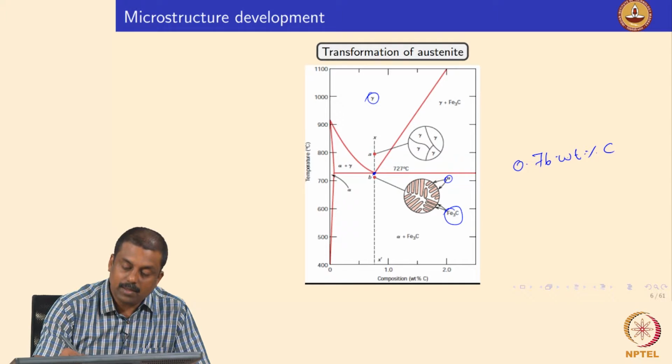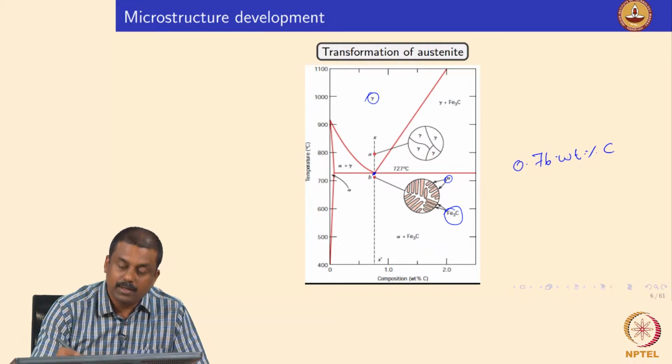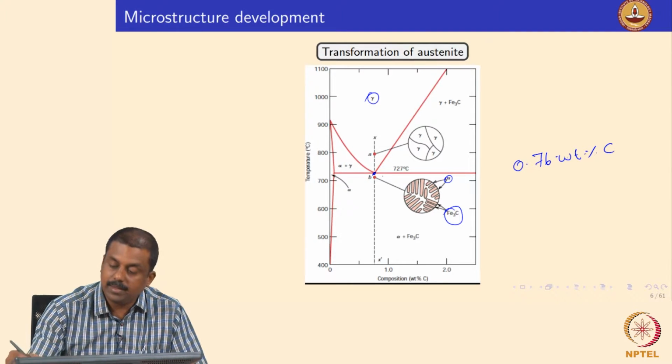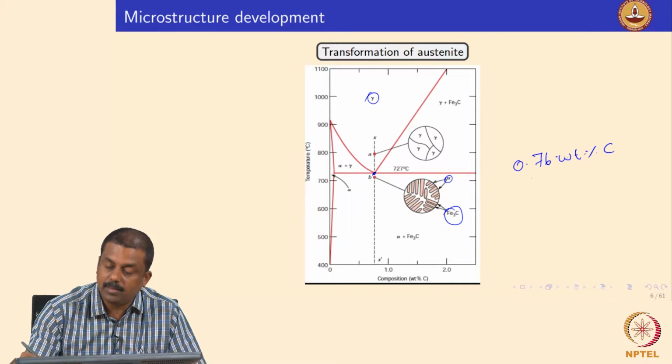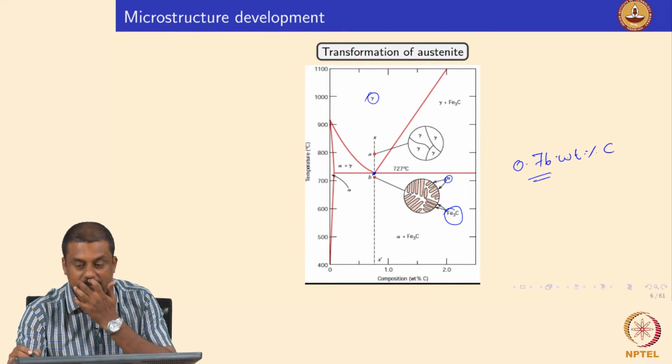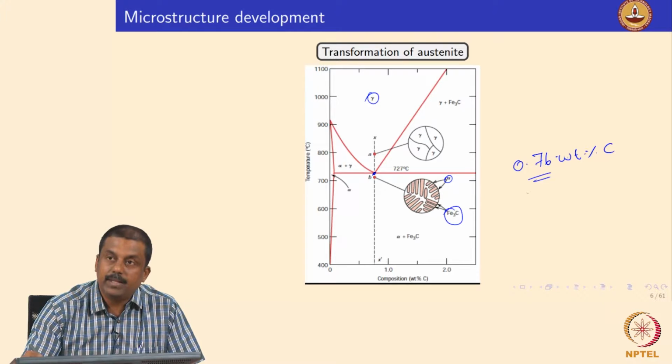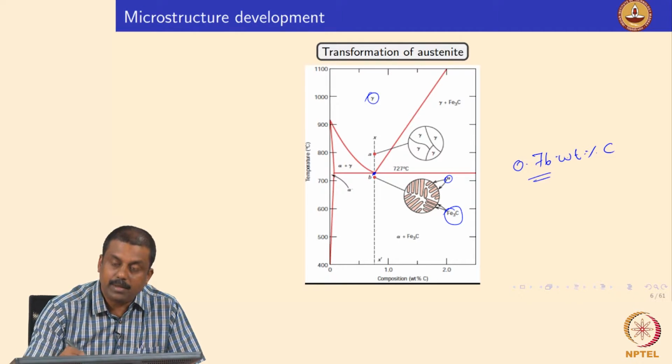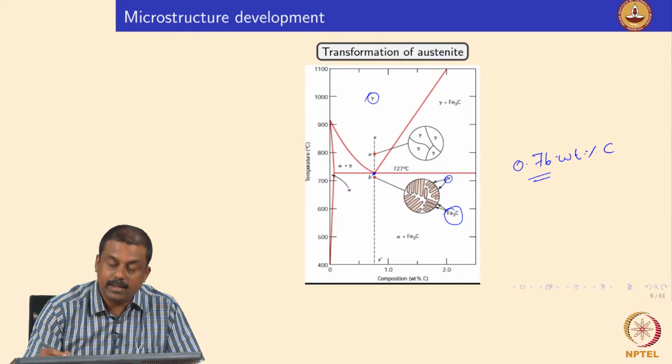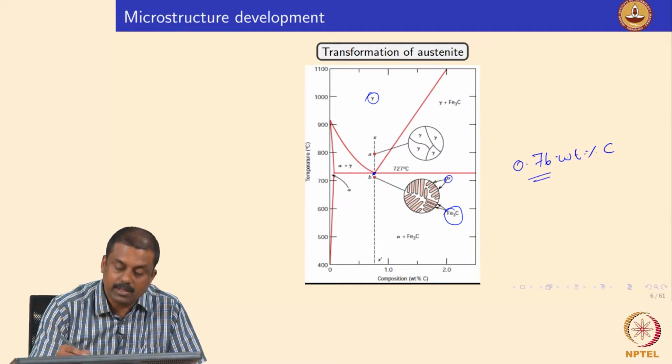So, this composition, as already explained, is known as eutectoid composition. This generally happens in the pure iron carbon system at 0.76 weight percent carbon. If you add alloying elements, you would also change the eutectoid composition based on the nature of the alloying elements. We will discuss it also later.